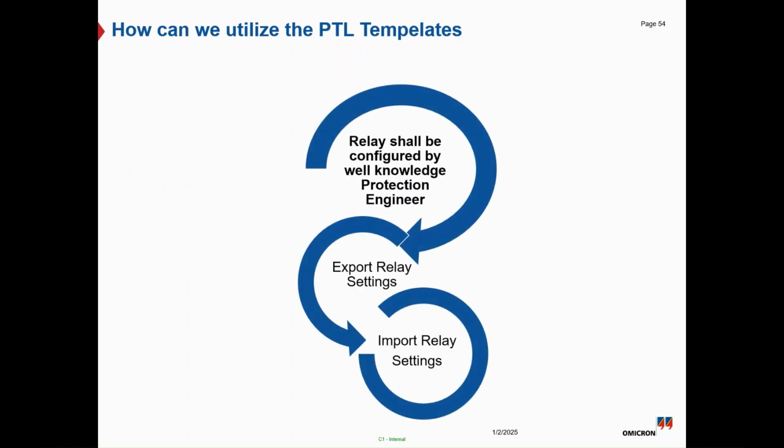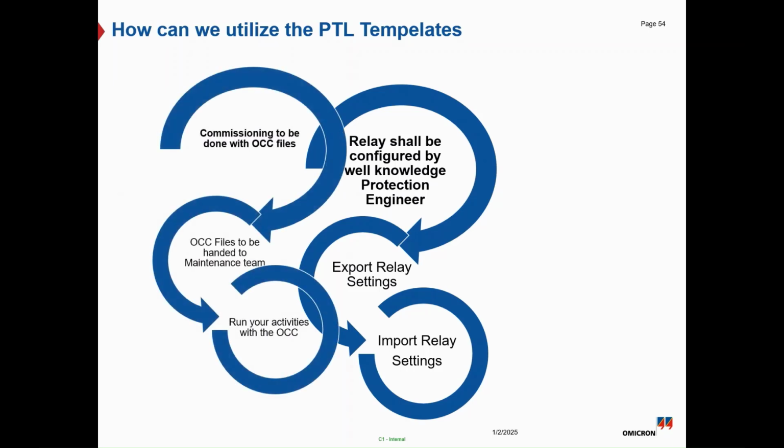First, the relay shall be configured by a knowledgeable protection engineer. Then you can use the relay software to export the relay parameter setting. After that, you can import this relay parameter setting inside the OCC file using the dedicated filter, either XRIO or a direct filter like CSV for GE relays or SEL relays, and many more filters available inside our OCC.